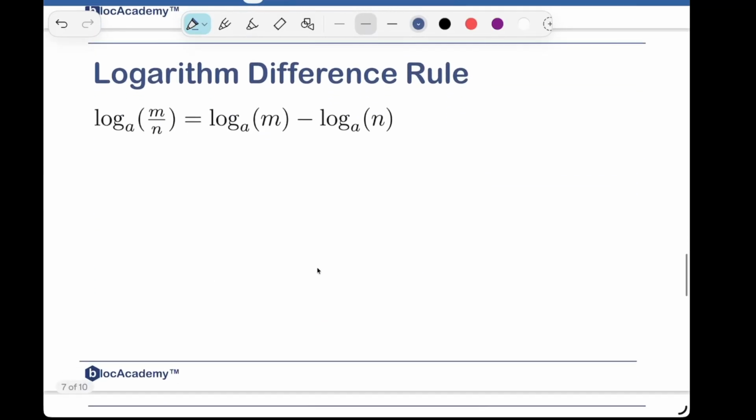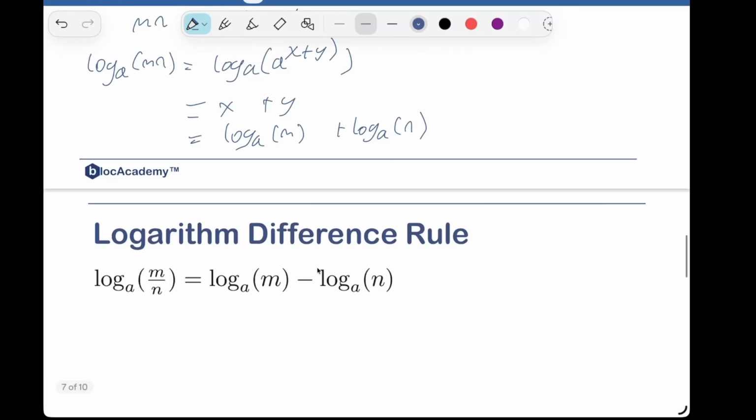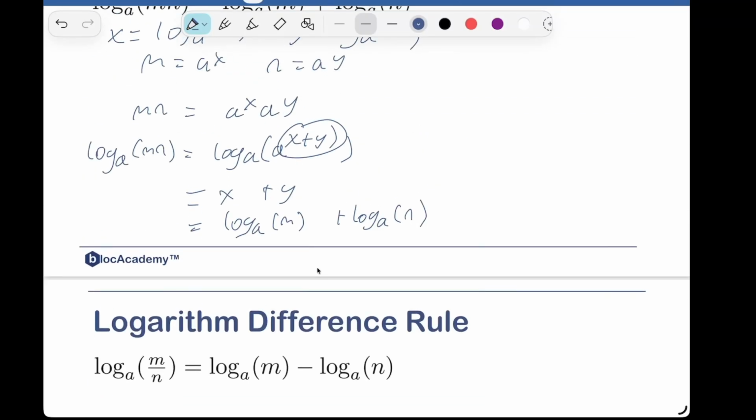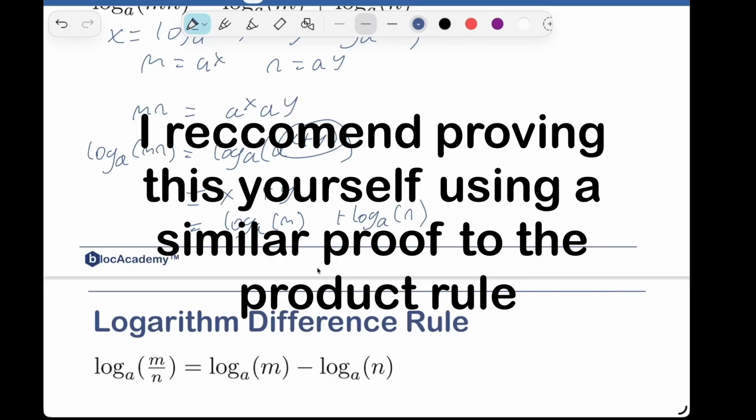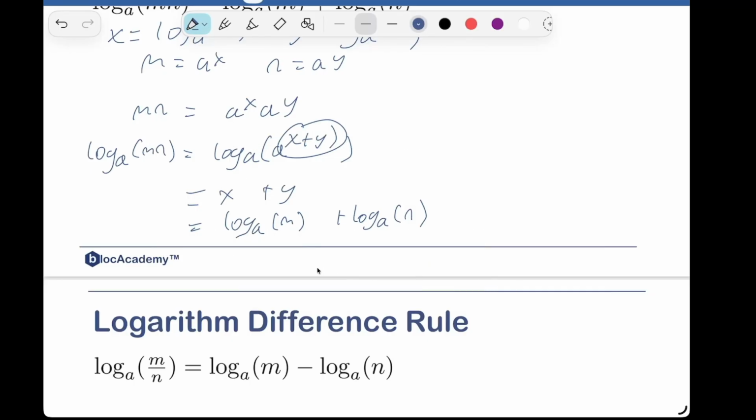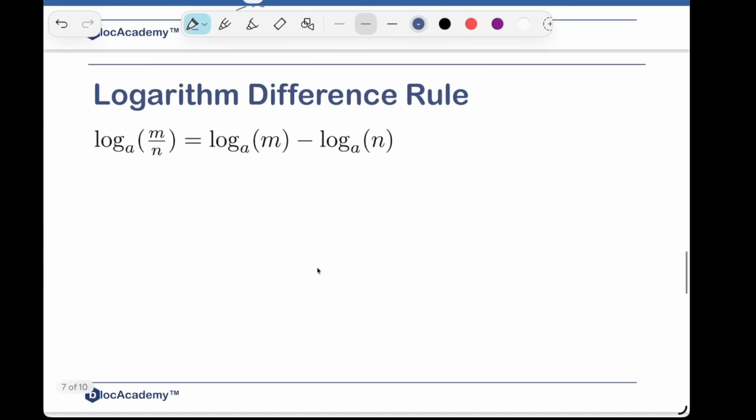The difference rule is really simple. It's pretty much the same thing, except instead of x plus y here, it's going to be x minus y, or you can use any parameter you want, but anyways, it's going to be x minus y. So it's a pretty good exercise if you wanted to try it yourself.